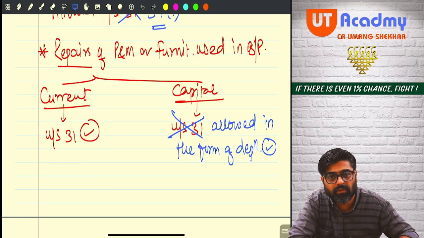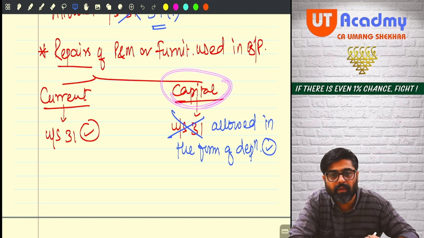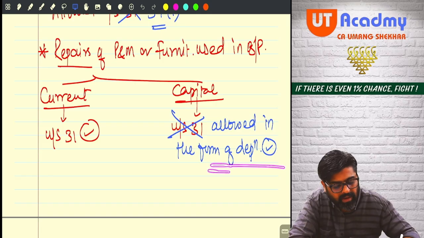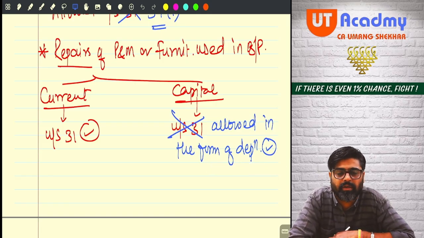Any repairs which are of capital nature, which enhance the capacity or the efficiency of these assets, that repair cost is known as what? That repair cost is known as capital repairs. And capital repairs cannot be claimed as a deduction under section 31. Rather, it will be allowed as a deduction in the form of depreciation. Got it, sir? Add it to the cost of your asset. It will be allowed in small parts in the form of depreciation.